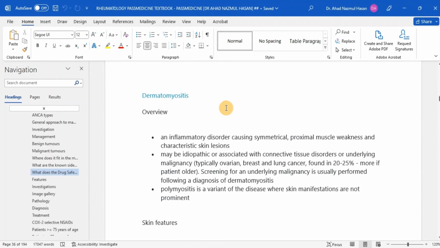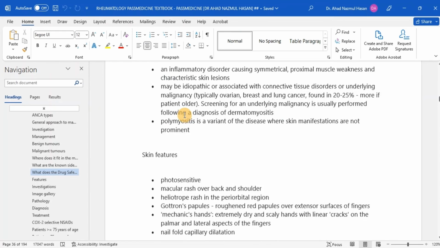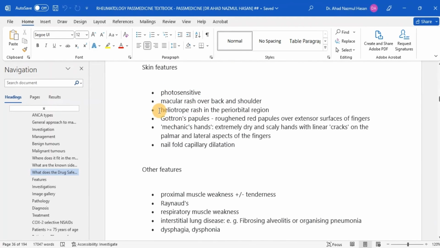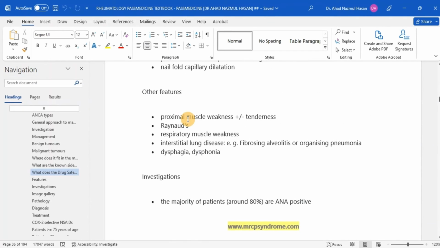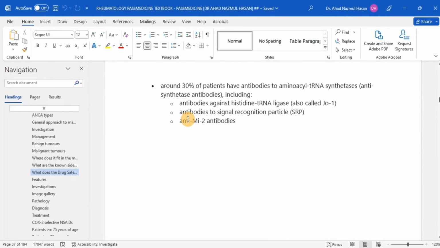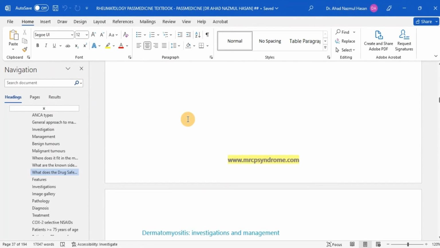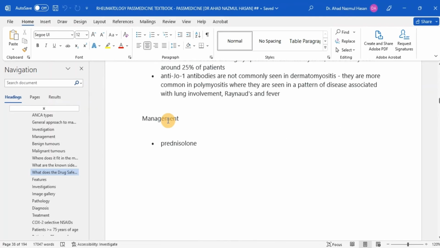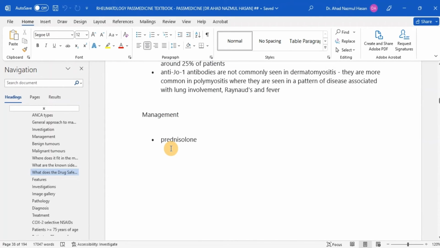Dermatomyositis. This is nothing but polymyositis with skin involvement. Go through the skin picture, especially photosensitive rash, heliotrope rash in the periorbital region, Gottron's papules, and mechanic's hand. And mechanic's hand means anti-synthetase syndrome may be associated. Investigation to be carried out in dermatomyositis, and management is with the steroid.